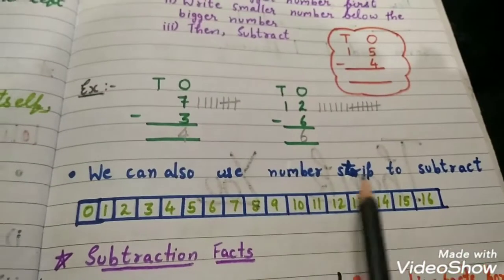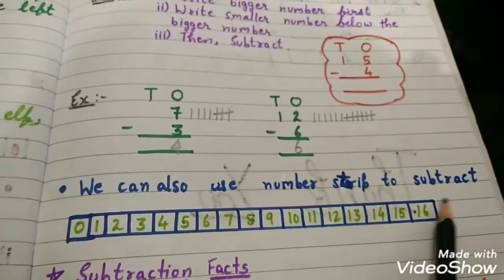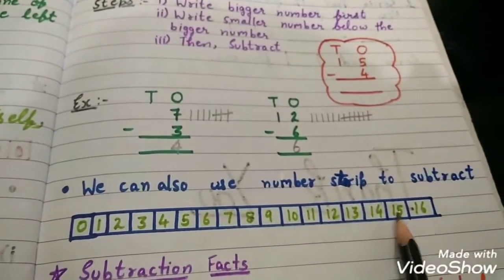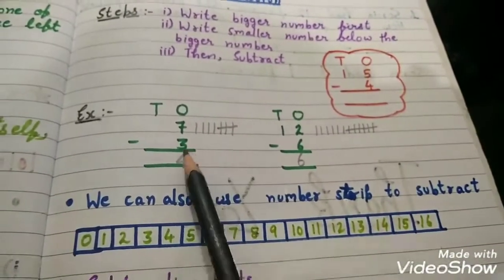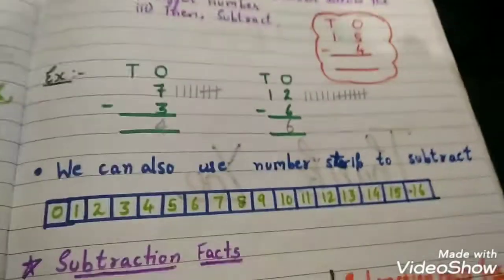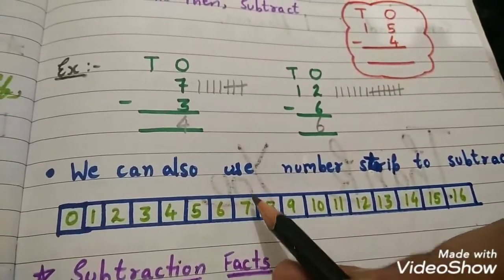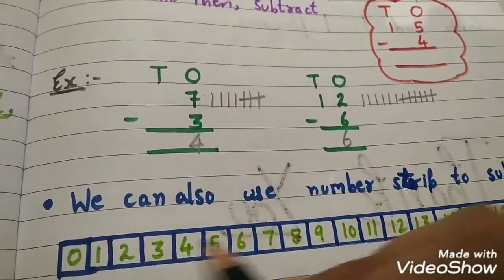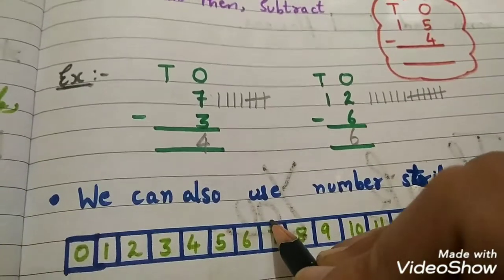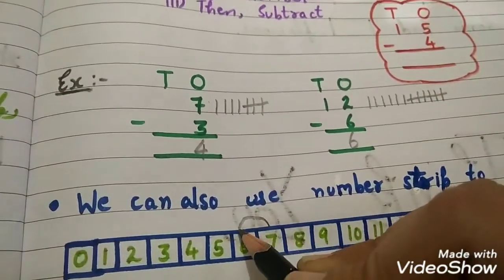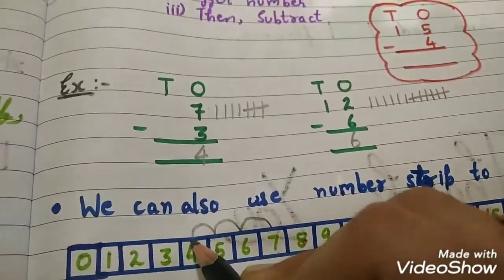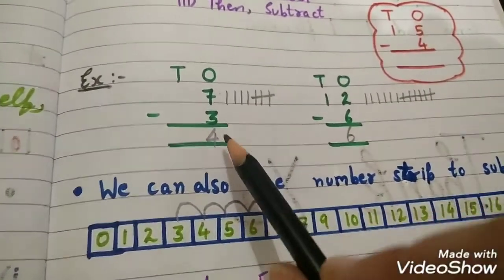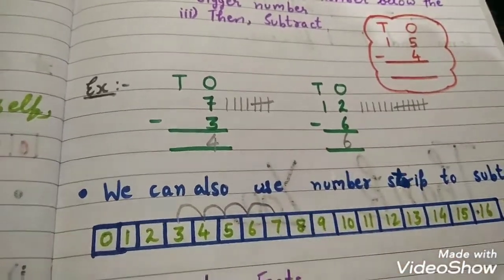We can also use number strip to subtract, right? This subtraction can also be done by number strip. This is our number strip. Let us subtract this one. 7 minus 3. Okay, how we will subtract? In subtraction, we have to go backwards, right? So, we have to go backwards from 7 till 3. Let us take how many jumps are there. Okay, let us see. 1, 2, 3 and 4. How many jumps we have taken? 4 jumps. See here, our answer is also 4, right?